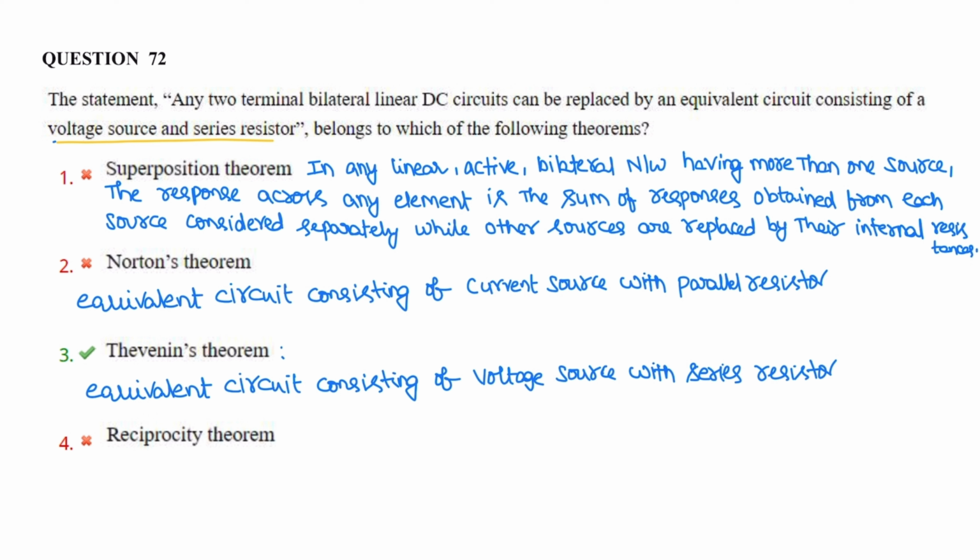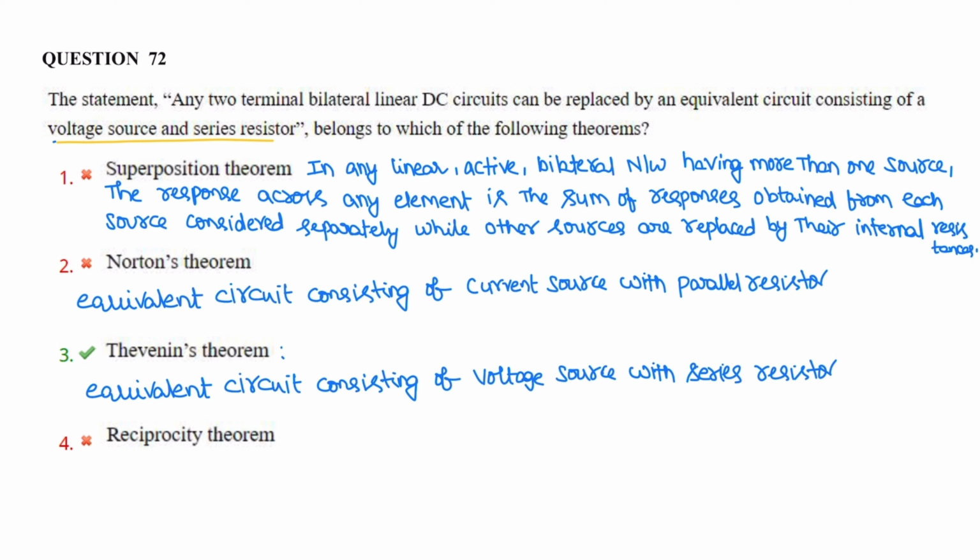The statement of the superposition theorem is: in any linear active bilateral network having more than one source, the response across any element is the sum of responses obtained from each source considered separately, while other sources are replaced by their internal resistance.